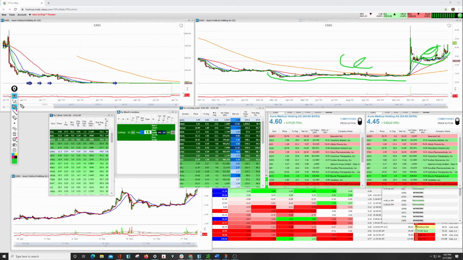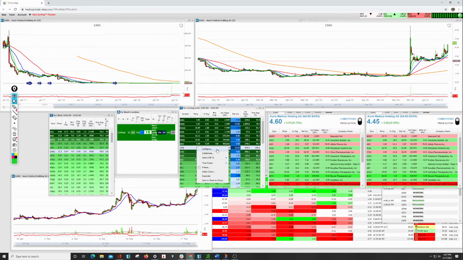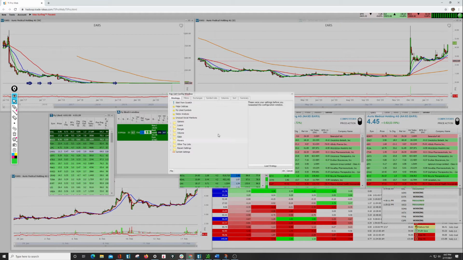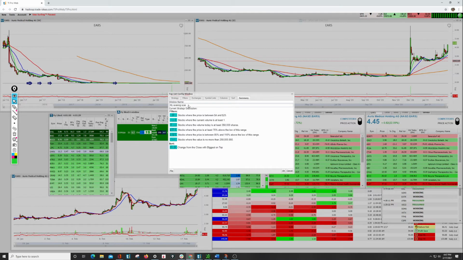This particular chart isn't the greatest for this example, but it kind of shows what I'm trying to do here. So once again, we can look at the scan. If we right click the scan and go to configure, and we're going to go to summary. Essentially, this is all I'm looking for: stocks between these prices here.